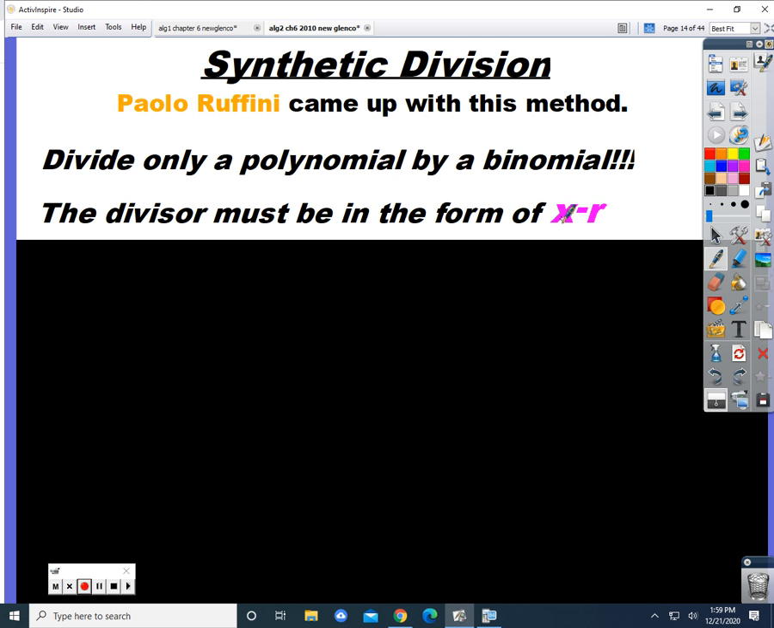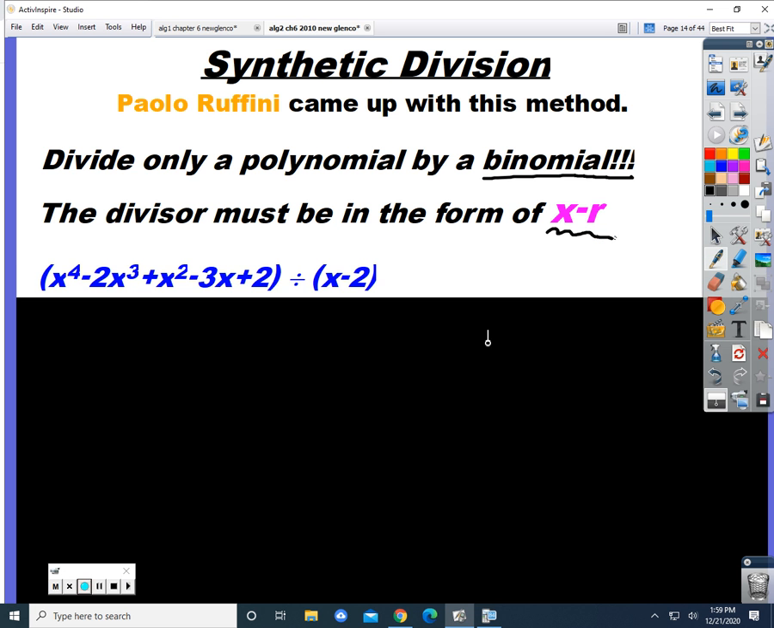Okay, this is the guy that came up with it. It only works when the divisor is a binomial. So underline and highlight that. So you use synthetic division when you're dividing by a binomial. And it has to be in this form, x minus r. And that'll be clearer when I show you the first example. So here's this.